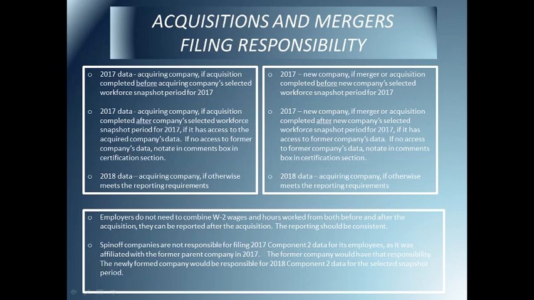A spin-off company is not responsible for filing 2017 Component 2 data for its employees as it was still affiliated with the former parent company in 2017. It would be the responsibility of the former parent company to file 2017 Component 2 data for those employees. The newly formed company would be responsible for 2018 Component 2 data for the selected workforce snapshot period.